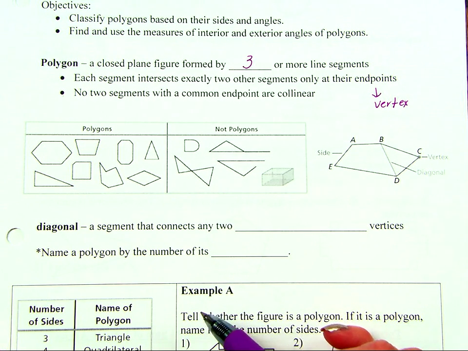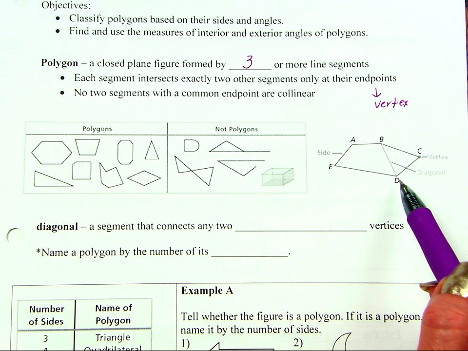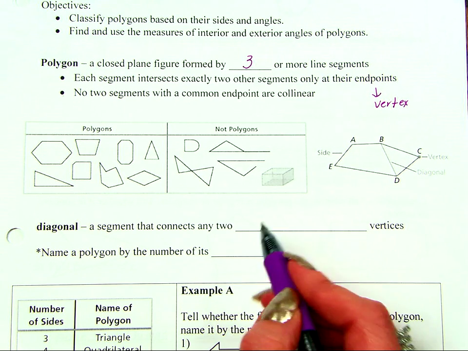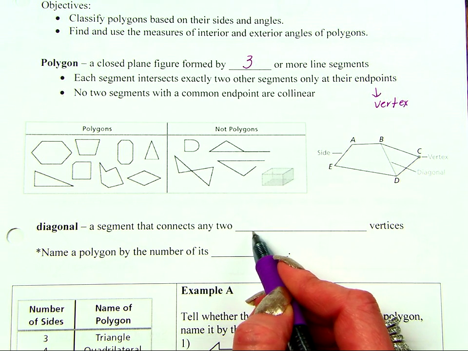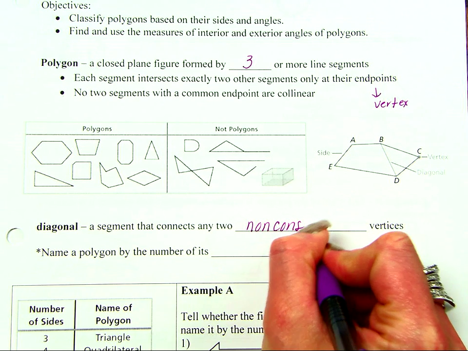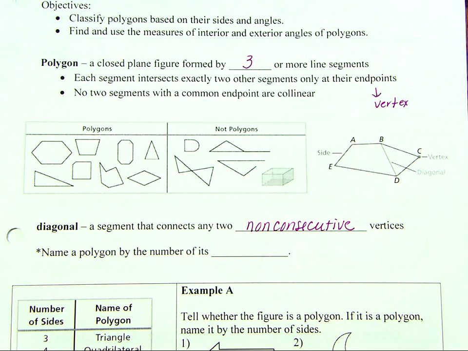When we talk about polygons, we also may be talking about their diagonals. And a diagonal is simply a line inside of my polygon, or line segment, excuse me. By definition, it is a segment that connects any 2 non-consecutive vertices. Non-consecutive meaning not in a row, okay?